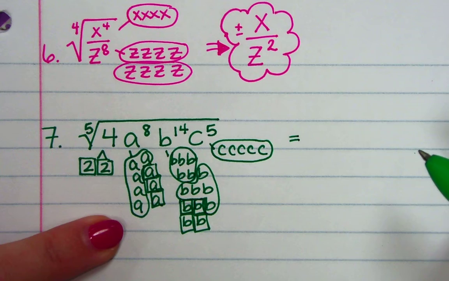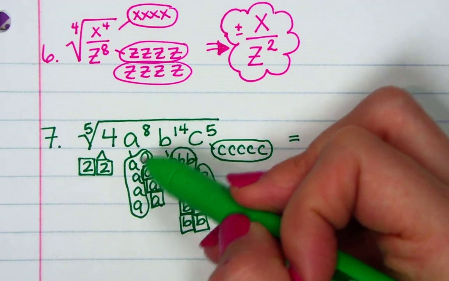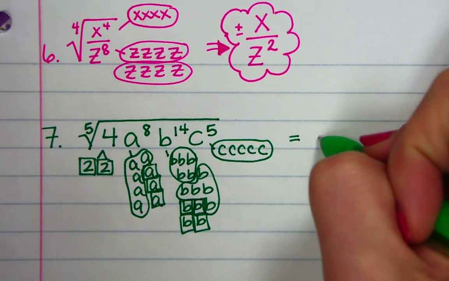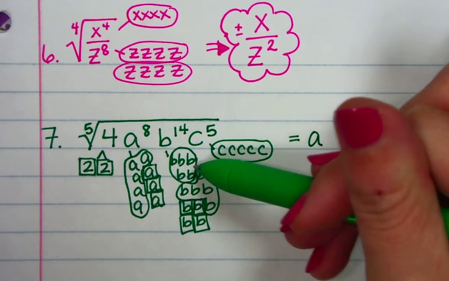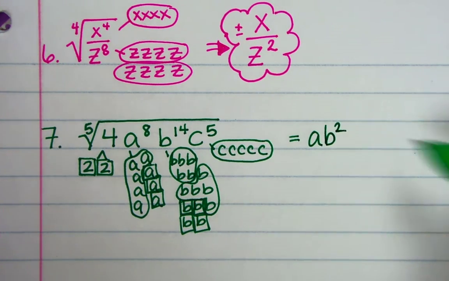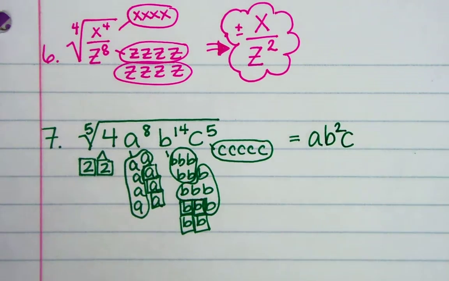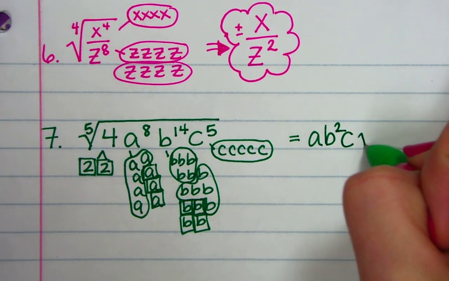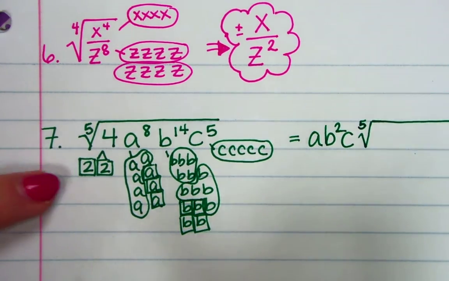How many A's can go outside? We've got one group of 5 A's, right? So that means 1 A outside. We've got 2 groups of 5 B's, so B squared. And we've got 1 group of C's that go outside. All right, then we'll do our same. It's still going to be the 5th root. And we'll put our leftovers inside.